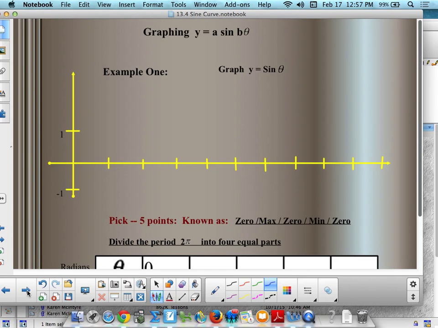Okay, guess what? It's the same problem I did with you on the first slide. It's the parent. So there's not much to tell you, but I do have a couple things to tell you.